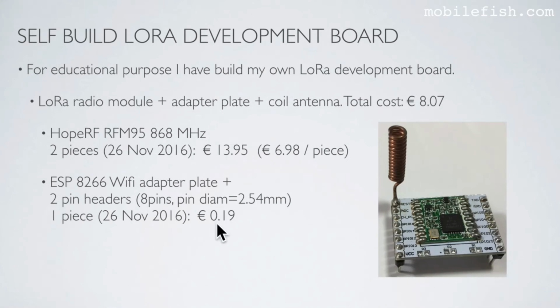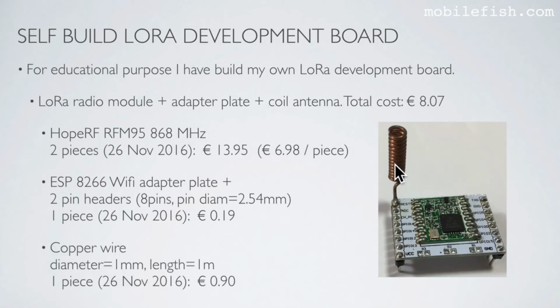Next, I have used the ESP8266 Wi-Fi adapter plate, plus 2 pin headers. I have paid 90 cents for this adapter plate. The only reason why this adapter plate is needed is to easily mount it on the breadboard. Next, I needed a copper wire. Diameter is 1 millimeter, the length is 1 meter, and I've paid 90 cents. The copper wire was needed to create this coil antenna.